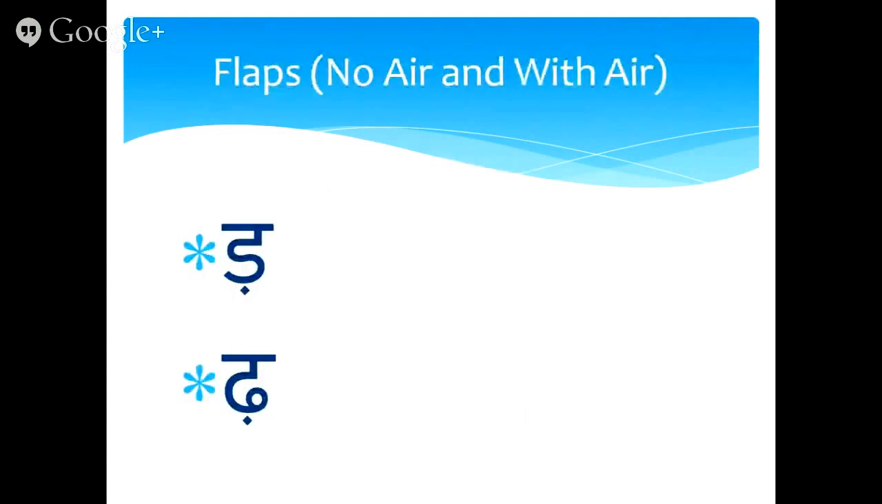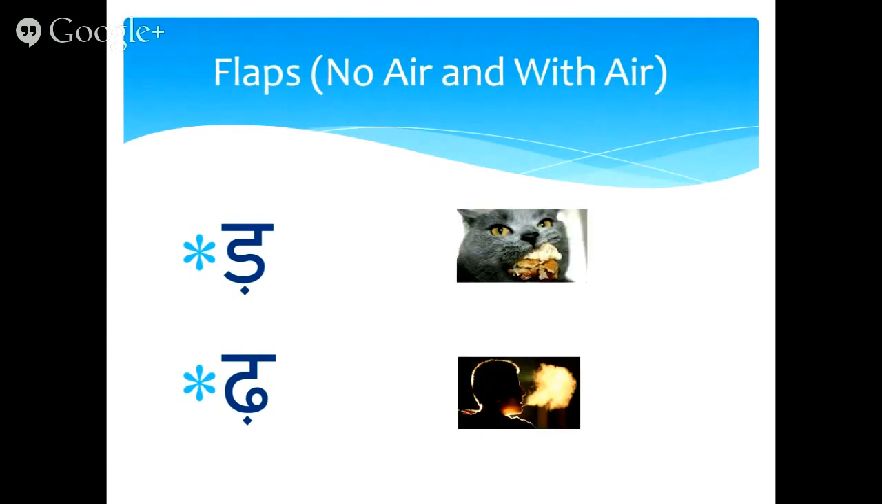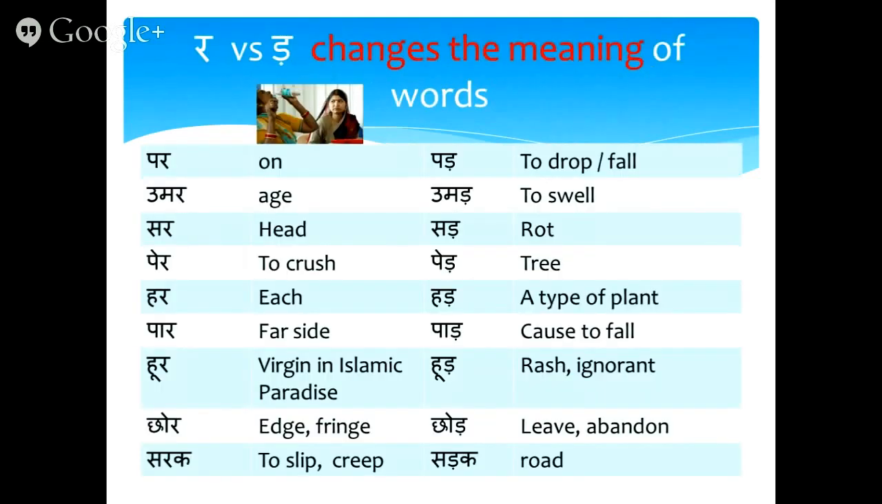Okay, so number one is a flap with no air. Da. Number two, flap with air. Da, da, da, da. Now it's good to remember them that way so you can spell correctly. No air. Da, with air. Da. No air. Da, with air. Da.